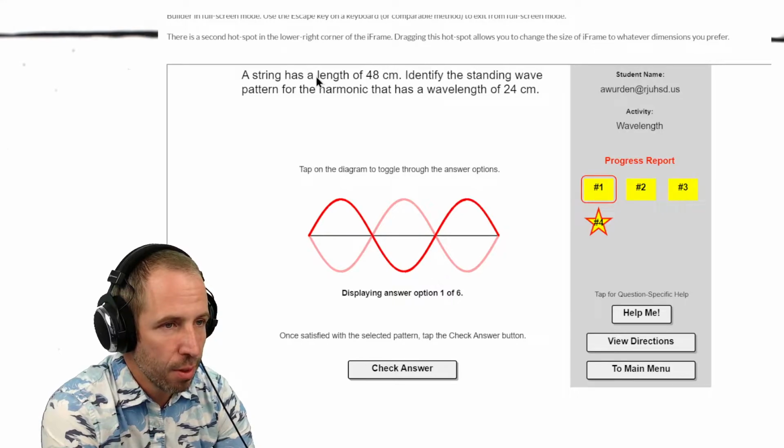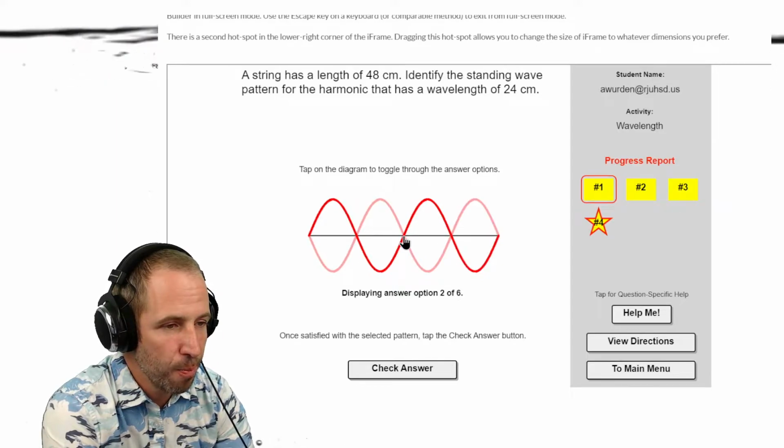Okay, so the string is 48 centimeters long, and the wavelength gets me halfway across that string. Boom, there we go. See how that's one complete wavelength, and it gets me halfway across, 24 centimeters over, across that 48 centimeter long string.